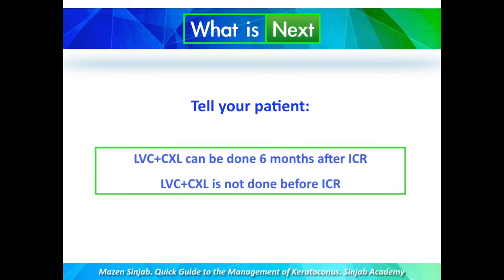Tell your patient, laser vision correction with corneal cross-linking can be done 6 months after intracorneal rings. So if we want to do intracorneal rings followed by laser vision correction, this should be 6 months after implantation of intracorneal rings. And it's very important to remember that laser vision correction with corneal cross-linking is not done before intracorneal rings because each one has its own indication.